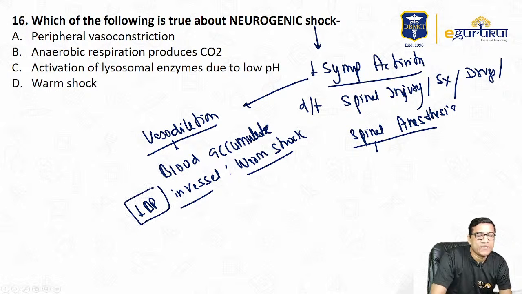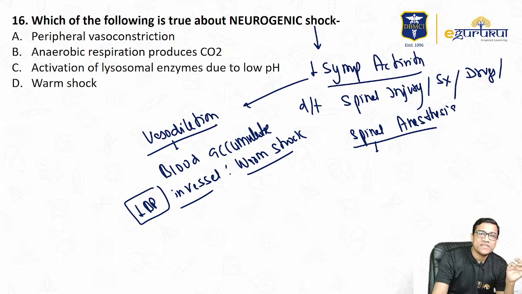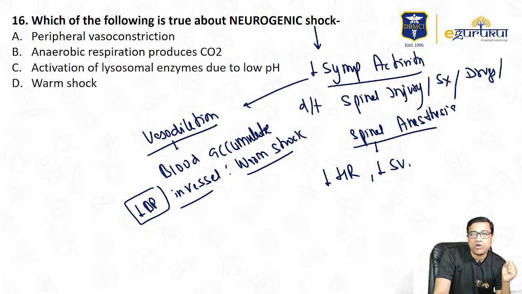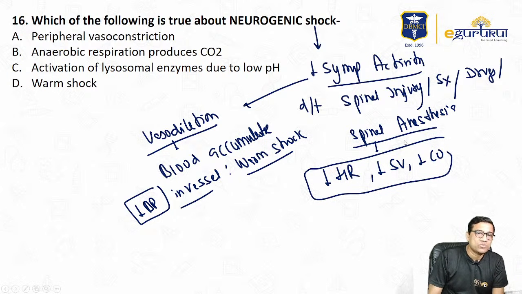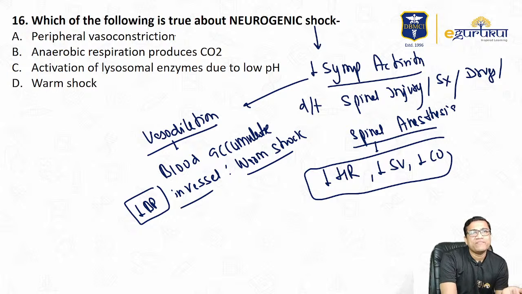BP will decrease, blood is not going to the heart. Also, it will inhibit the heart because sympathetic to the heart will decrease, and also decrease heart rate, decrease stroke volume, decrease cardiac output due to decreased sympathetic to the heart. So there is a warm shock and there is also a decrease in the heart rate. Okay. So peripheral vasoconstriction, no, there is vasodilation, that is the rule here. Anaerobic metabolism produces CO2, yes, it's true, but it's not related to neurogenic shock.